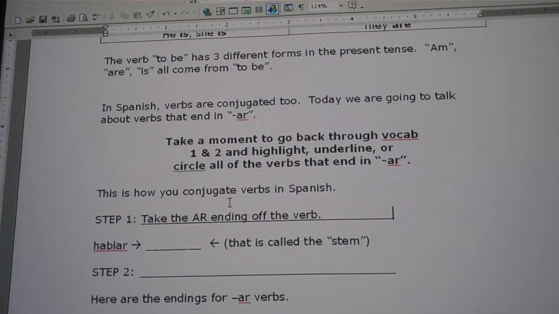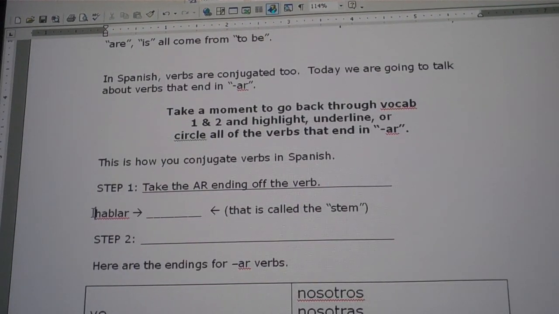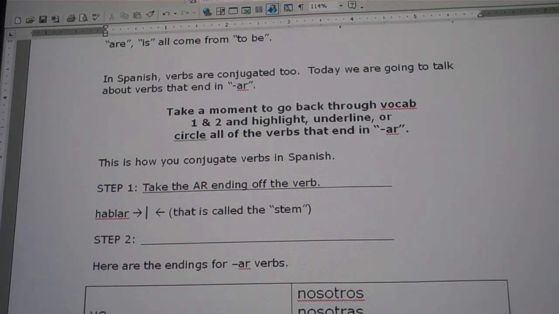So for instance, for example, hablar, what does hablar mean? Talk. To talk, very good, or to speak. The first thing that you do with hablar, if you're deciding like, okay, I need to conjugate the verb hablar, is what do you do with it? Take off the AR. So you're left with H-A-B-L. Habl. It's not even a real word, okay? No, it's not ha. Remember, you don't say the H.